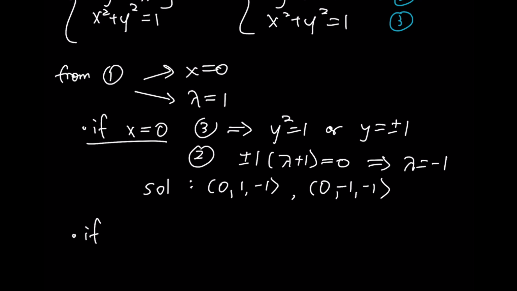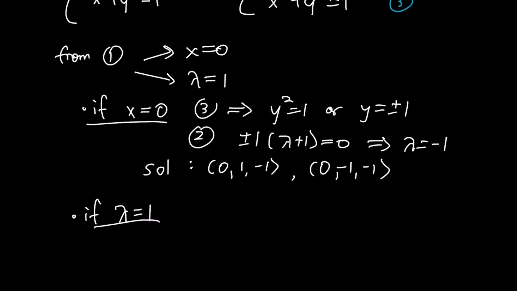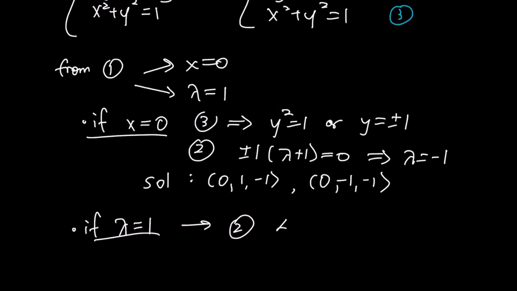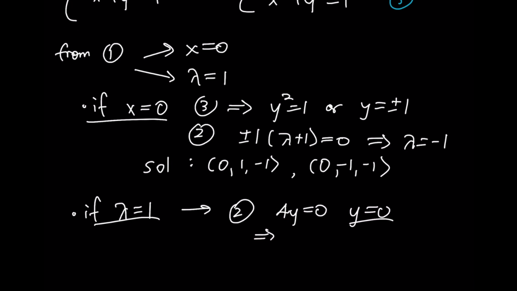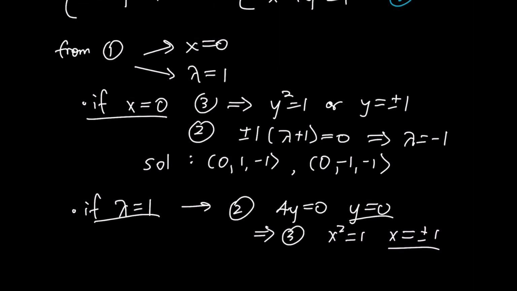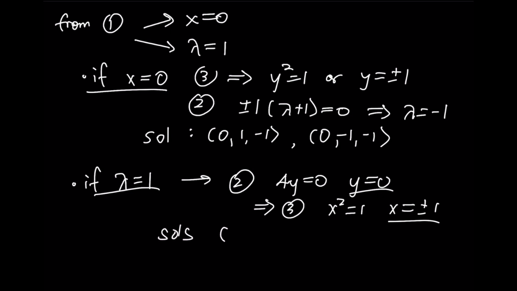Now, if lambda is equal to 1, if I put this into the second equation, I'll have y is 0. If I take that into equation 3, I will find that x squared is 1, so x is plus or minus 1. So the solutions here are going to be 1, 0, 1, or negative 1, 0, 1. And again, I'm treating these as x, y, and lambda.